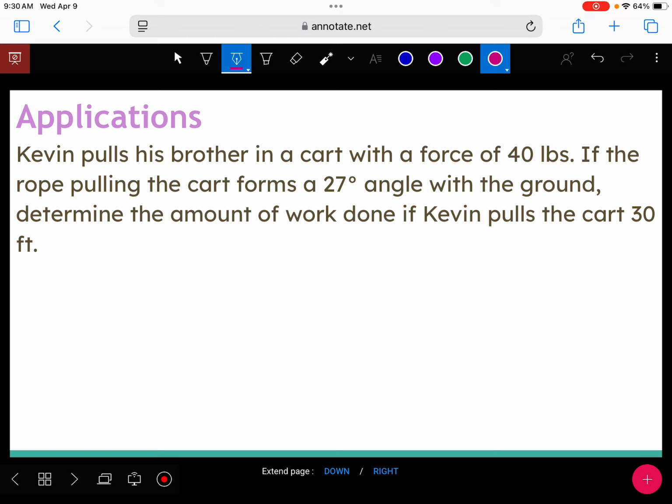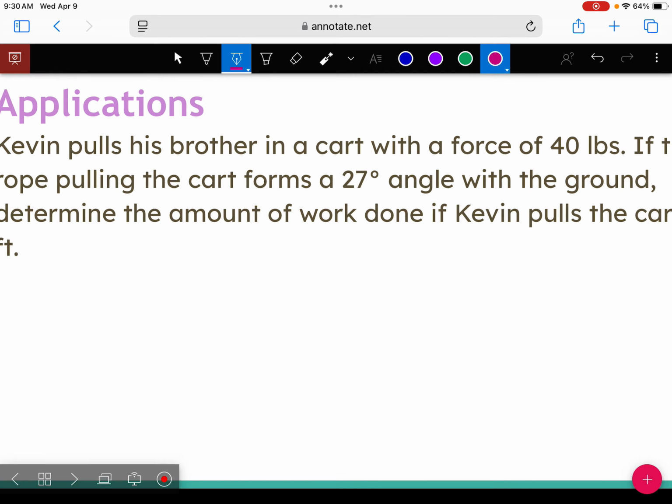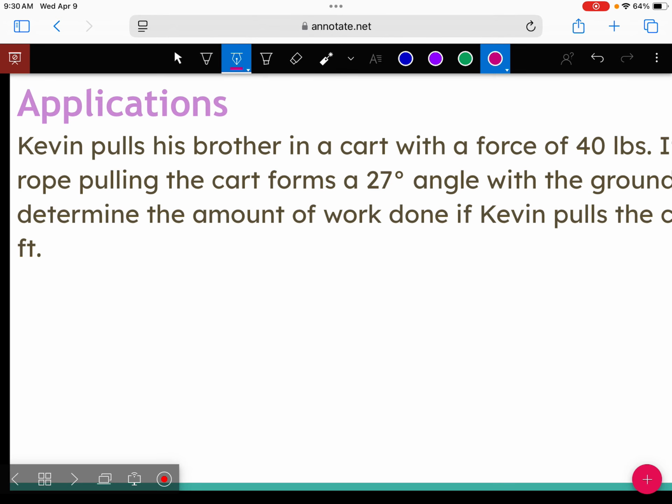All right, so now we've got Kevin pulling his brother in a cart with a force of 40 pounds. The rope pulling the cart forms an angle of 27 degrees with the ground. And we're trying to figure out the amount of work if he pulls the cart for 30 feet.